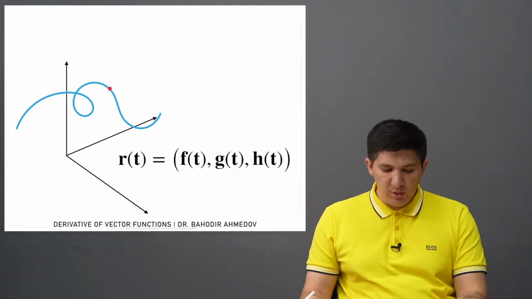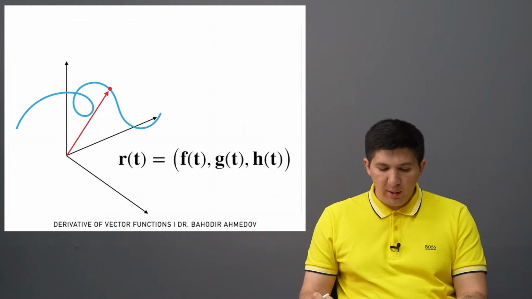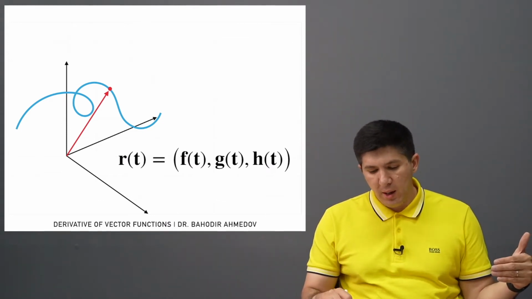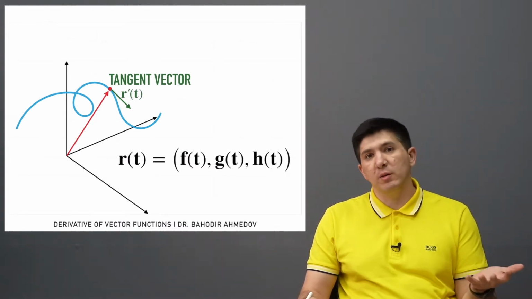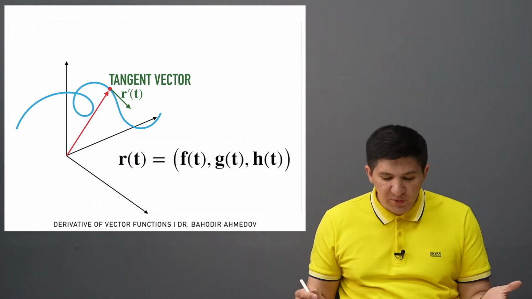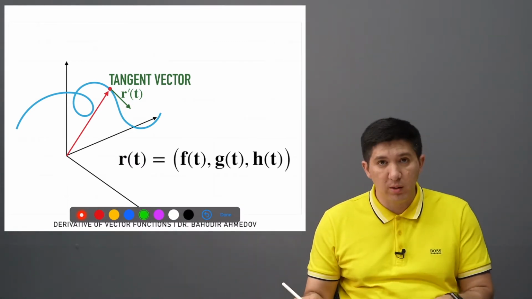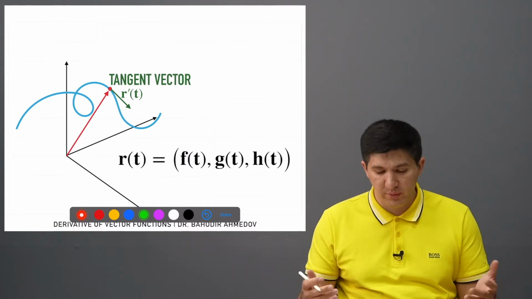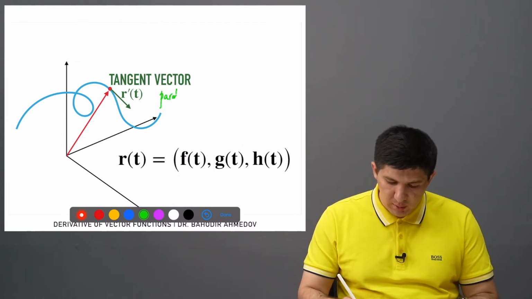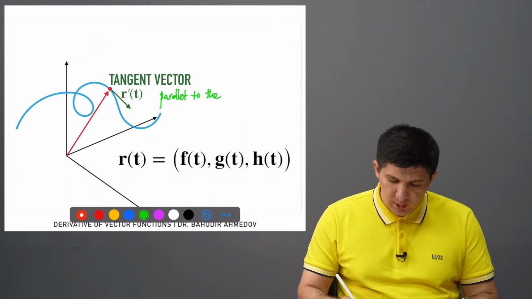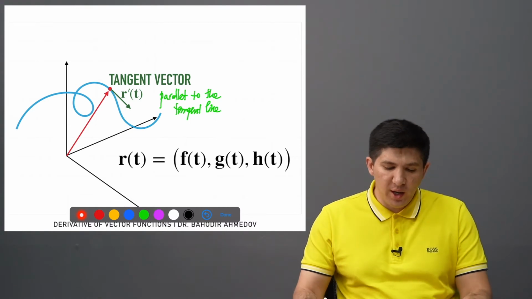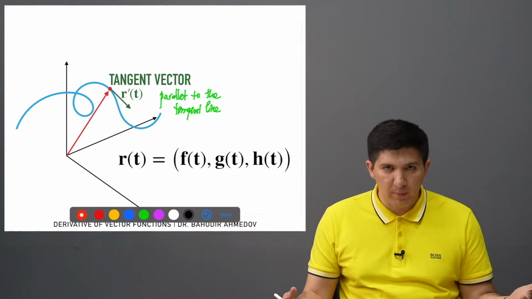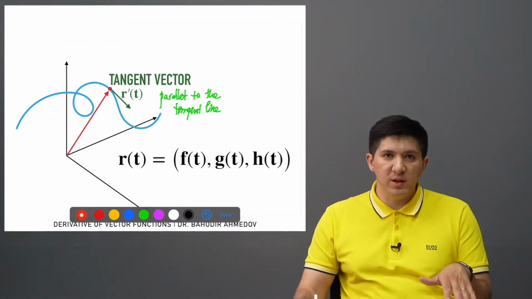So let's choose a point here, and if I make a tangent line, I would have a vector which is parallel to the tangent line. That's going to be called a tangent vector. The definition of the tangent vector is a vector which is parallel to the tangent line at this point to this curve. And that's essentially going to be equal to r prime of t. And you should know that r prime of t is also going to be a vector.